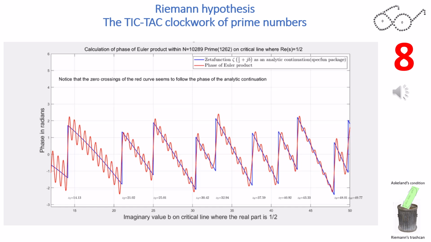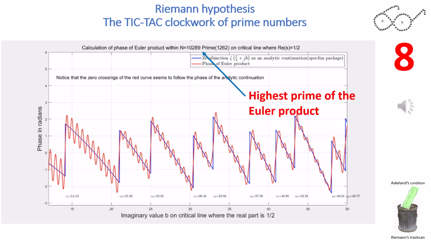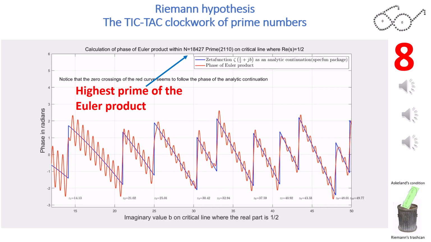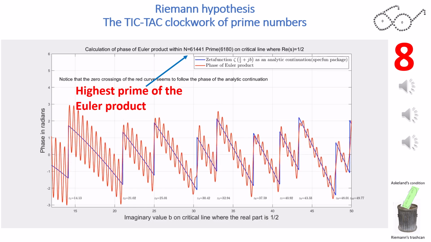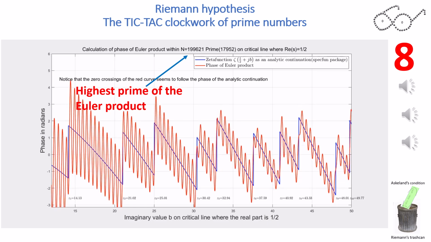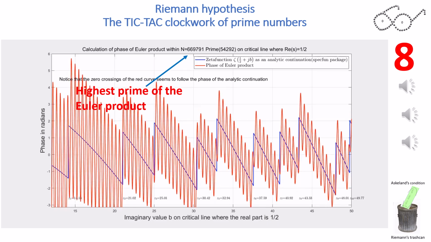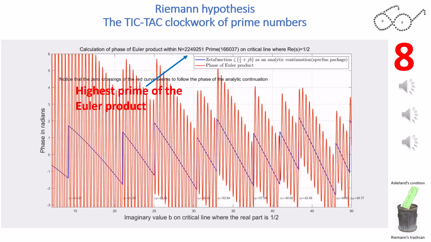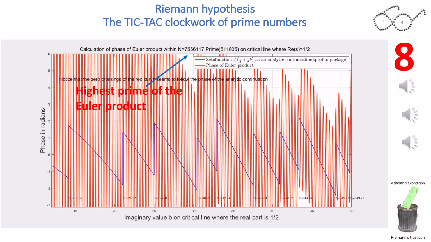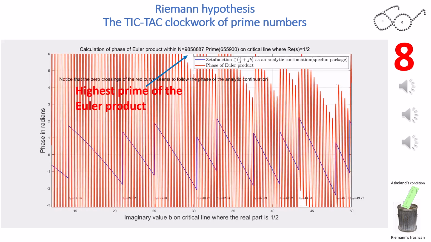Before I continue, I would like to show how complicated Euler's phase diagram is. I will now show how the Euler phase changes with the maximum prime. You can now see that the amplitude is increasing. It also seems like the wave is moving to the left, but that's just the increase of the oscillation frequency. It becomes more and more difficult to see Riemann's blue analytic continuation.